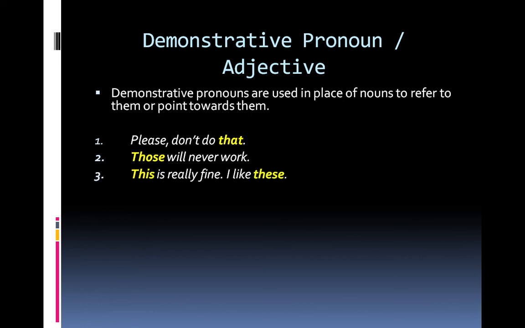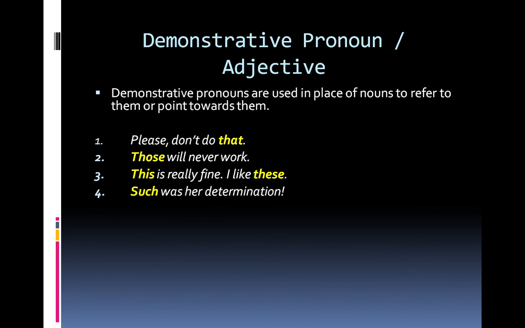This is really fine. I like these. This is the subject of its sentence and these the object of verb like. Both these words are pointing towards certain nouns, but at the same time, they have taken the place of those nouns, so they are demonstrative pronouns.